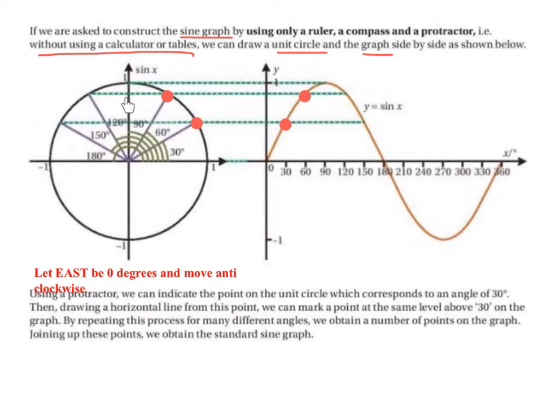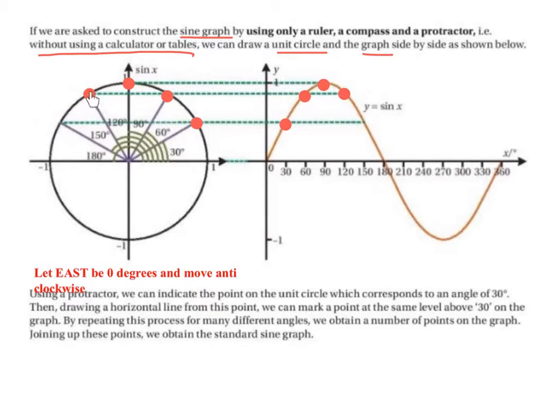Then we would go up as far as 90 degrees, plot that point on the unit circle, and then draw a line across until we match up with 90 degrees on our x-axis and plot a point. Then we would continue around to 120 degrees, plot that point on the unit circle, and draw a line across until we get to that point that matches up with 120 degrees on our x-axis, plot that point.